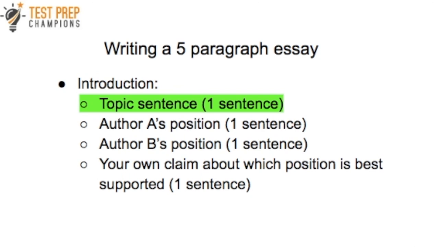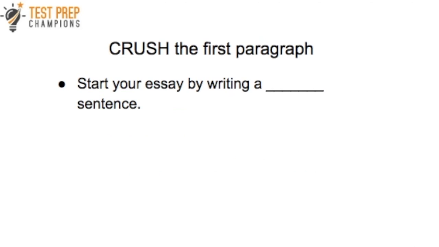And a good introductory paragraph should start off with a topic sentence that introduces the topic and just tells the reader what the essay is going to be about. And then it also should identify the two positions. So you could do author A's position in one sentence and then author B's position in another sentence. And then end with what's most important here, your claim about which position is best supported. This is called a thesis statement.